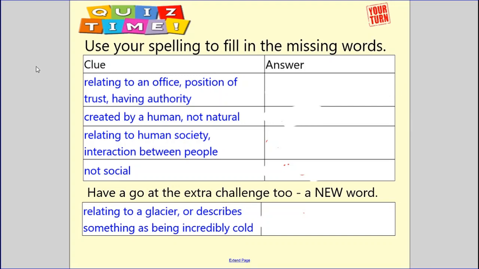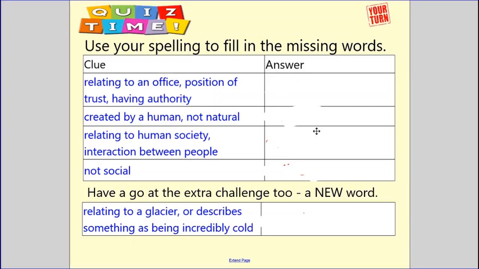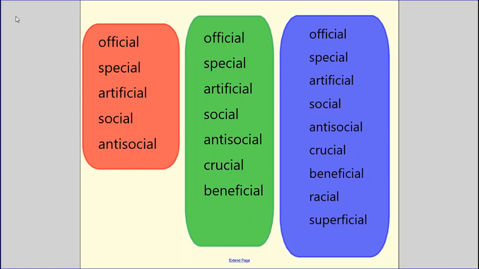Okay, so it's quiz time. Have a little look at the clues. I'll read them through with you now anyway, and then feel free to flip back to your spelling list and use those to help you answer and to fill in the answers for the grid. Okay, so clue number 1. This word is relating to an office, a position of trust or having authority. Okay, don't forget you can flip back, pause the video, look through your spelling list and try and find the word.